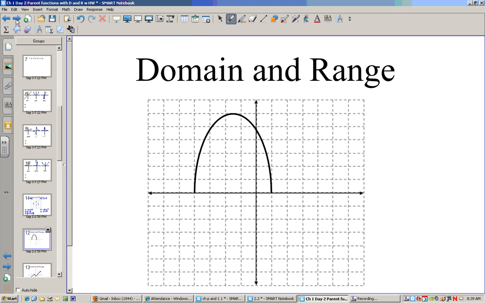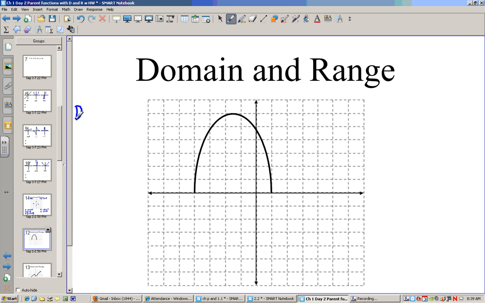All right, now pause the video and try to do this one on your own. Domain and range is a topic that can really confuse people. So try this on your own, and once you get it, start the video up again.